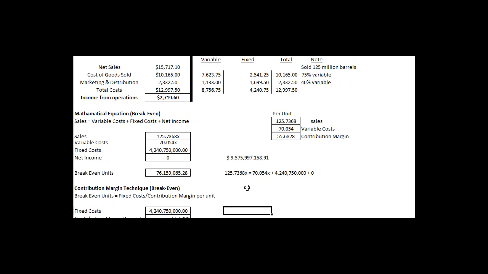To figure out the margin of safety, we have to turn our attention back to the break-even analysis that we performed in an earlier video. I pulled over all this data we used to figure out the break-even. We came up with a break-even in terms of dollars of $9,575,000,000, and in terms of units it was 76 million barrels of beer. So we're going to look at the margin of safety.